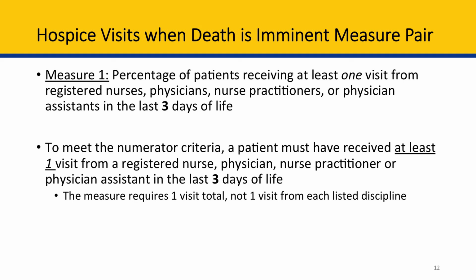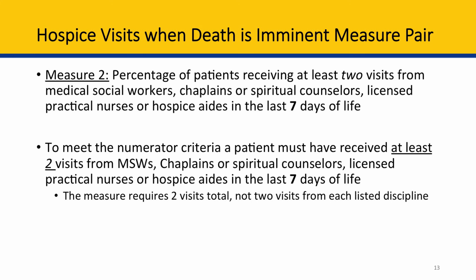It's important to note here that to meet the numerator criteria, the patient only has to receive one visit in total. The patient does not have to receive one visit from each of the named disciplines to meet the numerator criteria for Measure 1. And for the second measure in the pair, Measure 2 is the percentage of patients receiving at least 2 visits from medical social workers, chaplains, or spiritual counselors, licensed practical nurses, or hospice aides in the last 7 days of life.